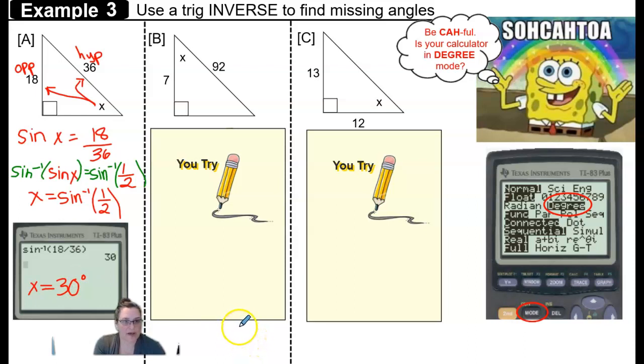Okay, go ahead and pause the video, and I'd like you to try examples B and C on this page, and when you've worked them out, go ahead and resume and we'll go over the answers together.